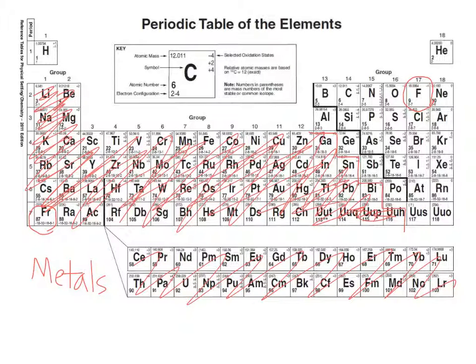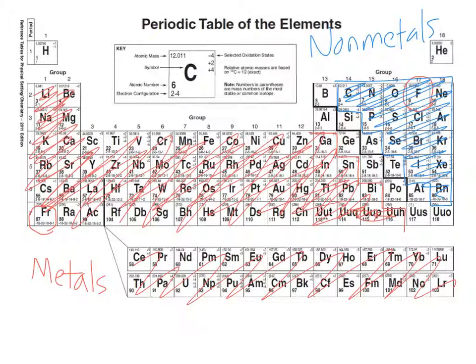Our nonmetals include our gases: nitrogen, oxygen, chlorine, fluorine, neon, argon, krypton, xenon. All of these are going to be our nonmetals, at least most of them. So this area in here, those are our nonmetals.